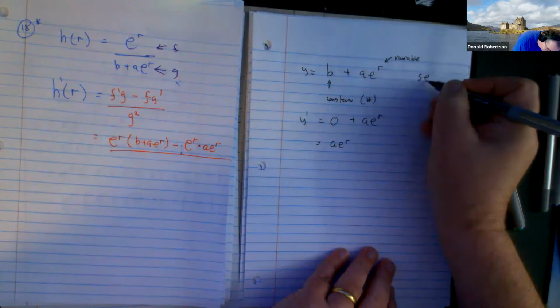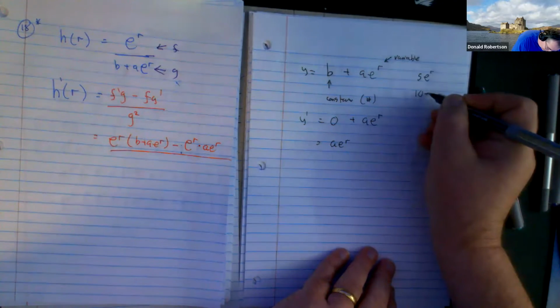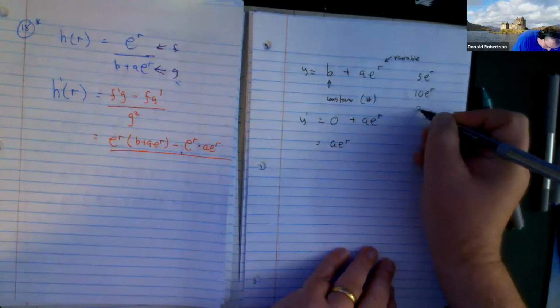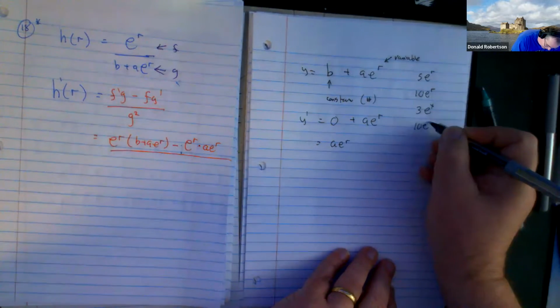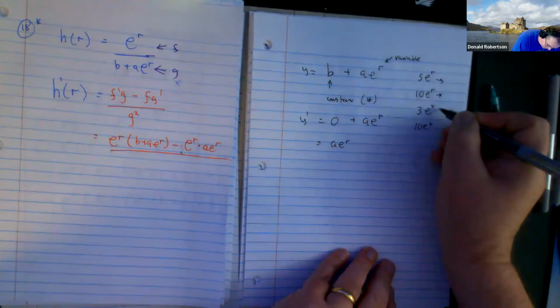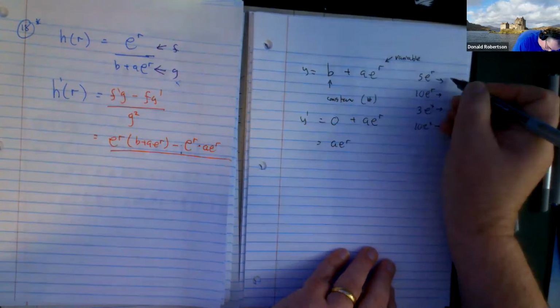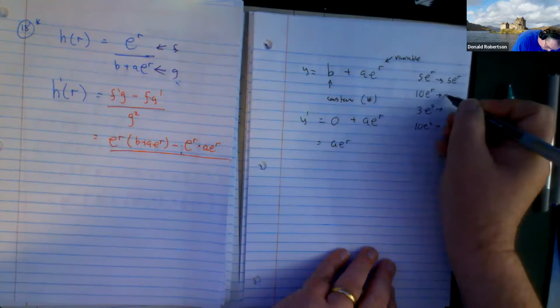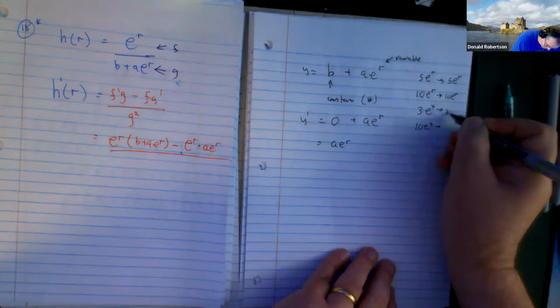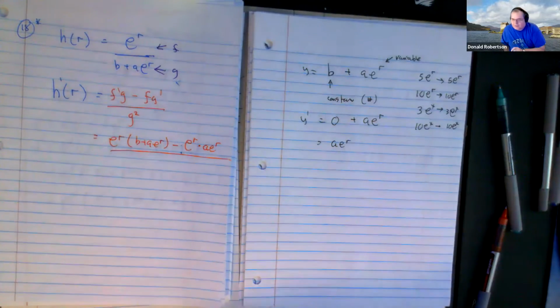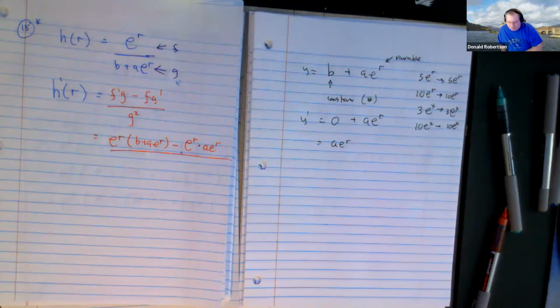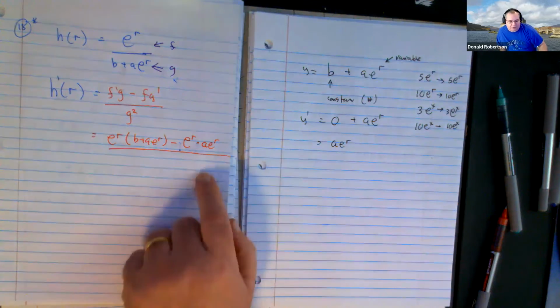Think of 5 times e to the r, or 10 times e to the r, or any number you like. And if the r's bug you, think of 3e to the x or 10e to the x. In every single one of these situations, if I differentiated them, don't you just get the same guy? Because if the derivative of e to the r is e to the r, shouldn't the derivative of 5 of them be 5e to the r's? Right, that's kind of the logic. So that's where that guy came from.